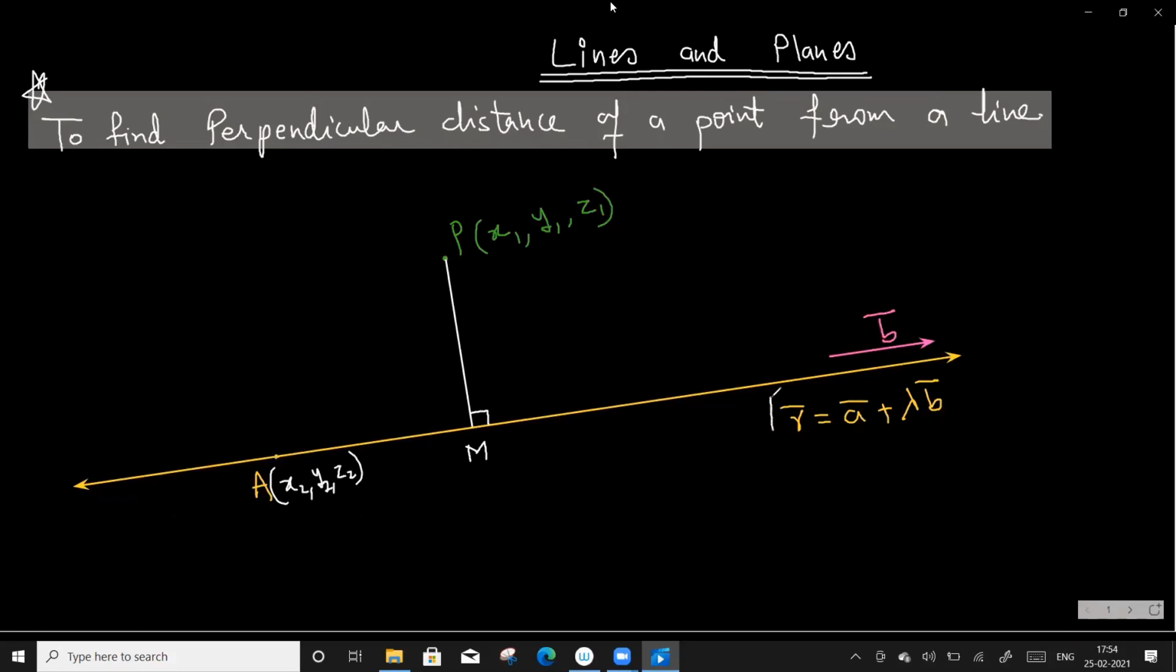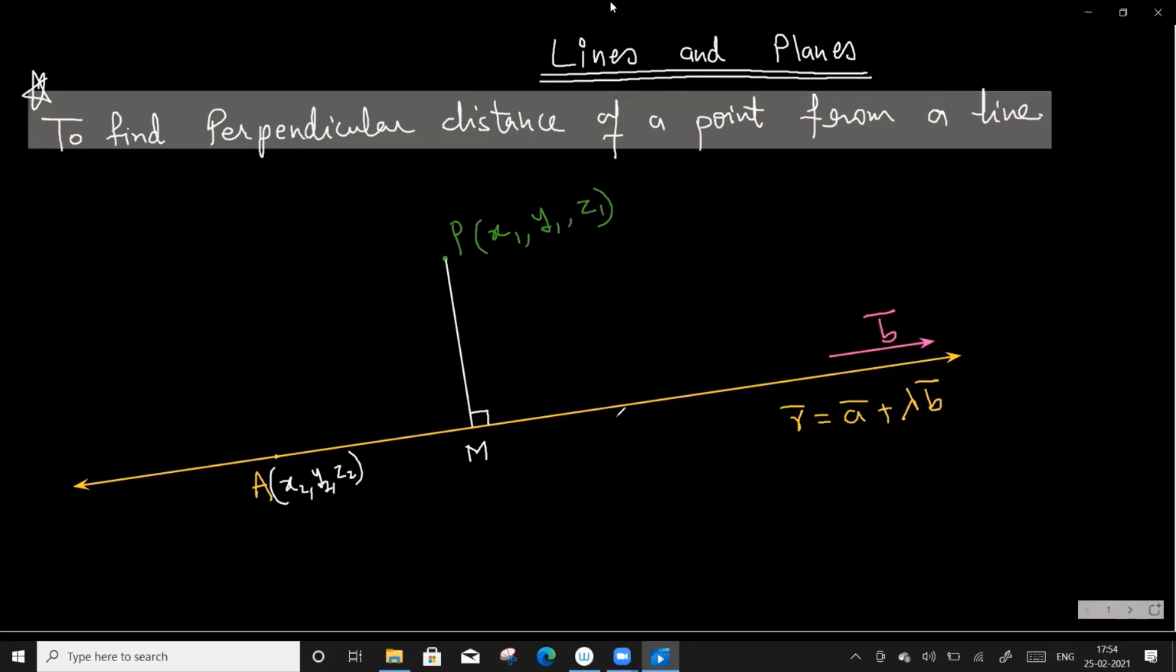Because I know the equation of a line, and you know the minimum requirement for getting the equation of a line is that you should know one point on the line and a vector parallel to the line. So here, if I'm given the equation of the line, I know one point on the line, which is this point A, and I know a vector parallel to the line, which is b bar. So these two things are there with me.